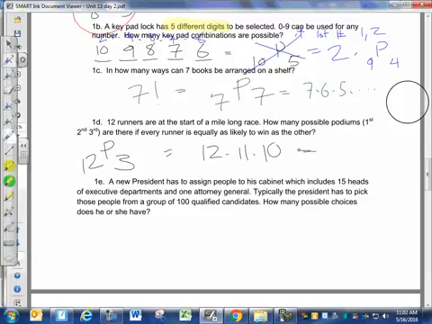Finally, a new president has to assign people to his cabinet, which includes 15 heads of executive departments and 1 attorney general. Typically, the president has to pick those people from a group of 100 qualified candidates. How many possible choices does he or she have? Go ahead and write down your answer. Let's see what we get.